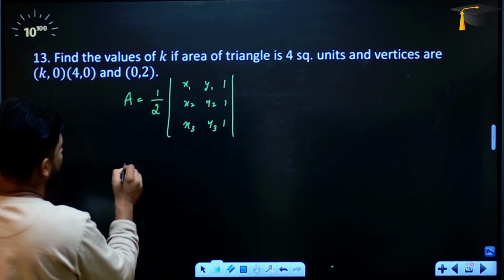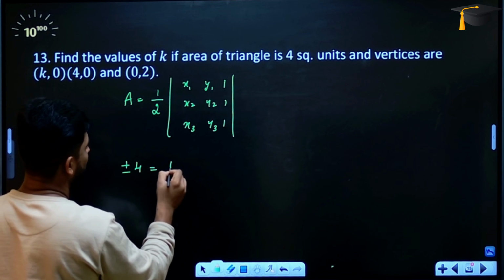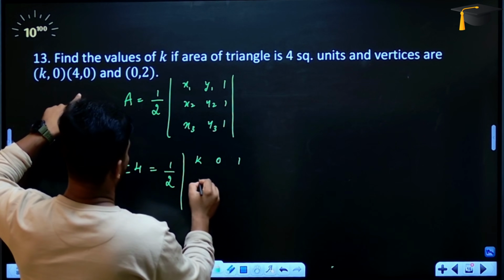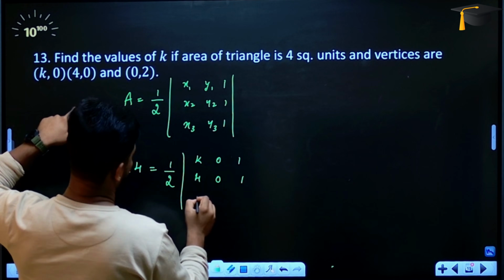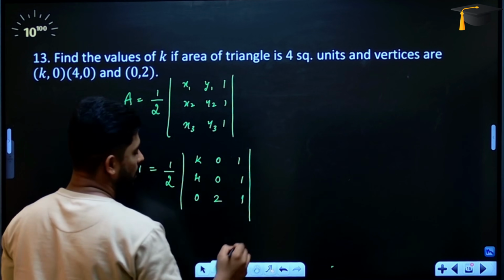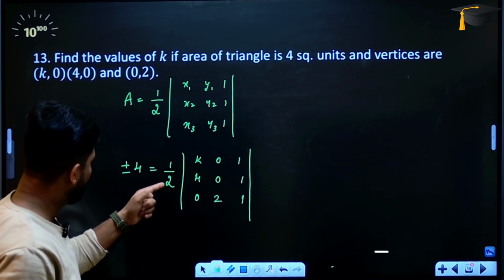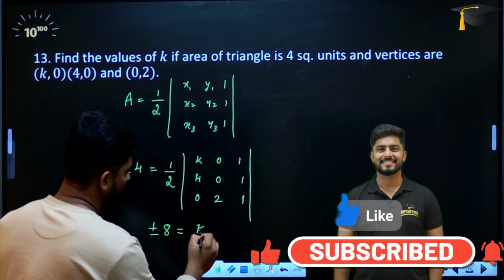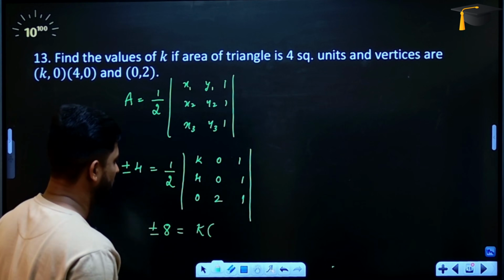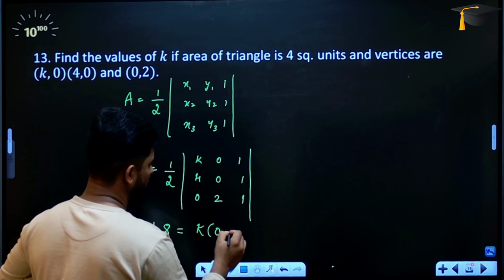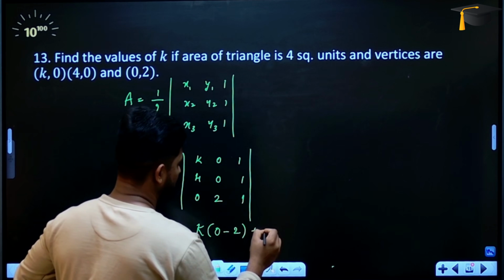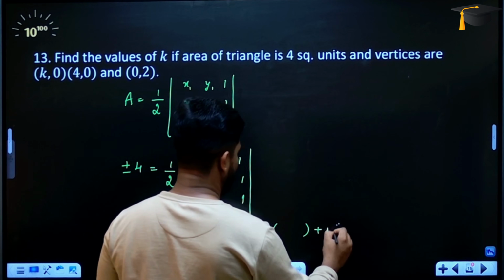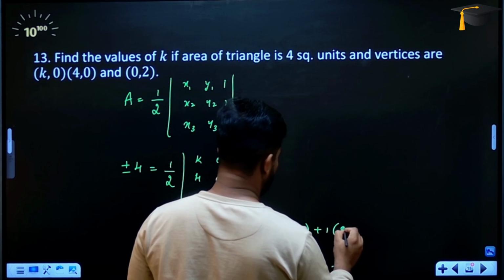So remember that 4 is there, right? So you just have to consider plus or minus 4 is equal to 1 by 2 of, replace all the coordinates here. So it is k 0 1, and this is 4 0 1, and this is 0 2 1. That's it. Next, if you solve the determinant, you will get the answer. Before that, you just multiply this 2 here. So this becomes plus or minus 8 is equal to k into, we can solve with respect to the second column also, but that's fine. So 1 into 0 is 0, minus 2 into 1 is 2, plus 0. Anyhow, it doesn't matter plus or minus because it's 0 only. Plus 1 into 4 twos are 8 minus 0, right?